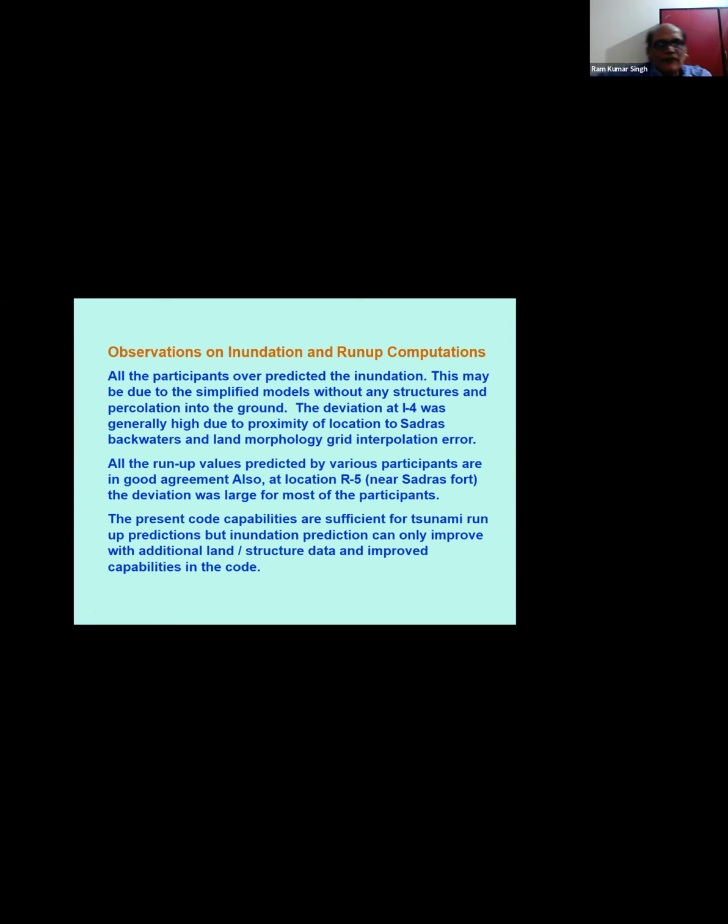So the observations or the conclusions that we could draw from this is that the inundation mapping is slightly more complex because you need more detailed local information, and particularly let us say if there are some backwaters, or land morphology is complex, in that case there are some grid interpolation errors, and in those cases you need more detailed information. So that was one conclusion we could draw, but in most of the cases the code capabilities as far as the run-up is concerned was very good.